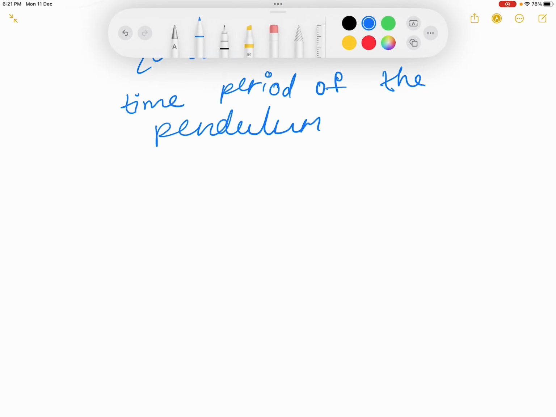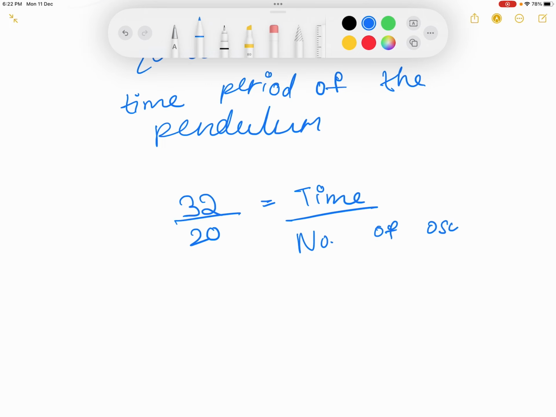So it is pretty easy. What we're gonna do is pretty simple. We will always keep the time above: 32 upon 20, the number of oscillations. Basically, time upon number of oscillations, always in these types of questions, okay? So when we do that, we cut these, right? You must know how to simplify fractions, right? Comment down below what should be the answer of this.